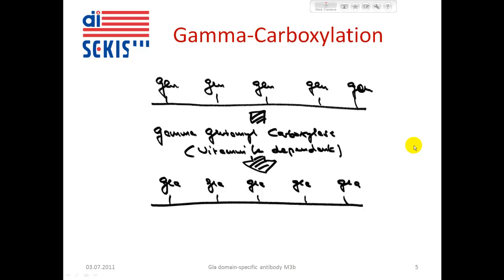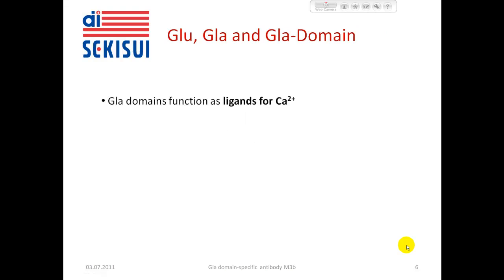Here you see a schematic description of the gamma carboxylation process, which leads to the formation of a Gla domain. You have the original protein stretch with GLU domains, and then the gamma glutamyl carboxylase, which operates in a vitamin K dependent fashion, converts these GLUs into Glas. Very important, Gla domains in a protein function as ligands for calcium.